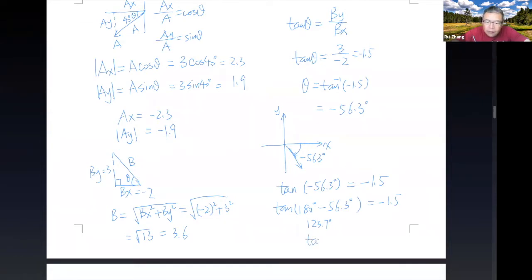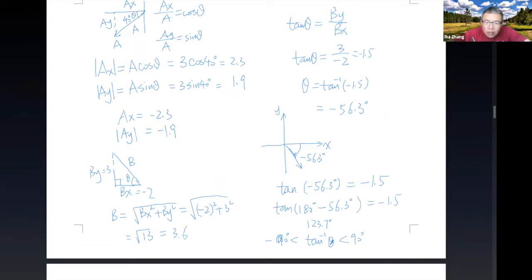So the tangent inverse on a calculator gives you something like an angle, and by default, its range is from negative 90 degrees to 90 degrees. Whenever you take tangent inverse, it's only going to give you one value, and that value will stay between negative 90 and 90. That's why when you take tangent inverse, in this case, it gives you negative 56 instead of 123.7. These two angles, negative 56 and 123.7, are two angles apart by 180 degrees.